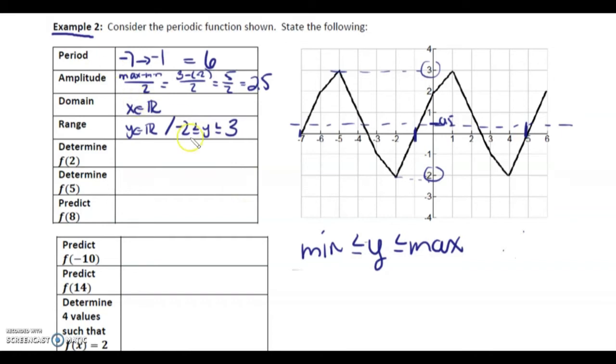Now for the next 3, we kind of did these in the first unit. Determine f at 2. So you want to just go to the graph, locate 2. Well, our function's at 1. Okay, determine f at 5. Go to the graph, locate 5. Our function's actually at 0 there.